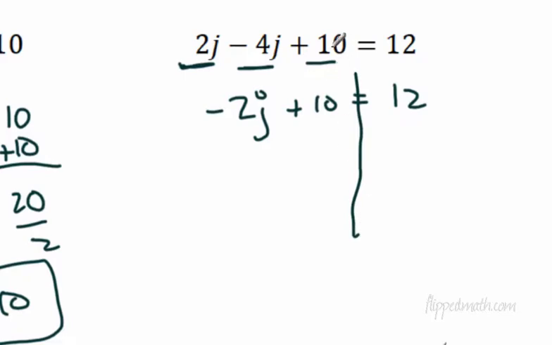Okay, a lot of students will try to combine the 10 and the 12. You can't do that because they're separate. That's why we draw that line down the middle. They're on separate sides of the equation. You can't just throw them all together. They're on different sides of the equation here.